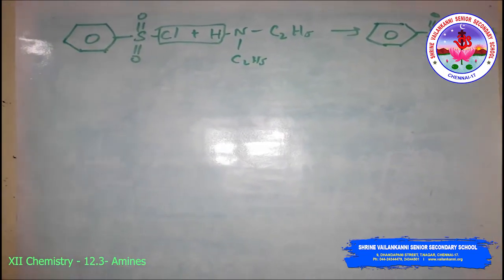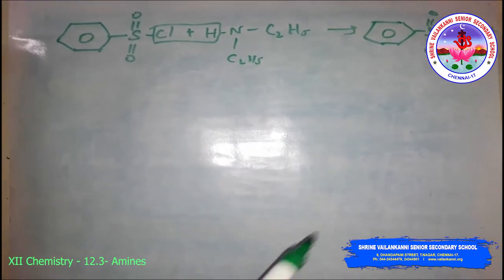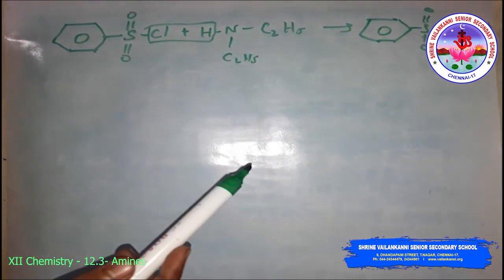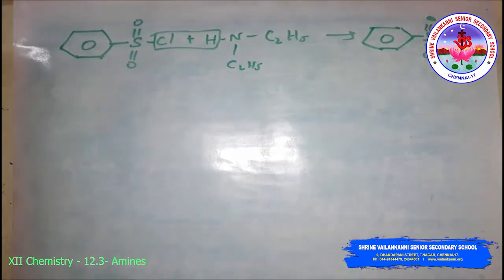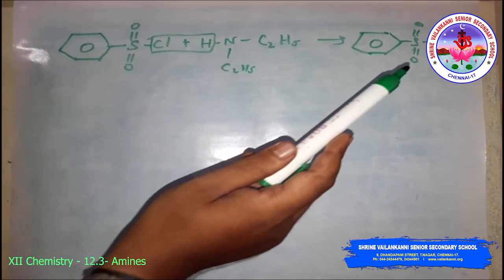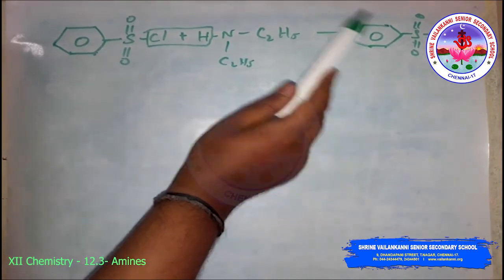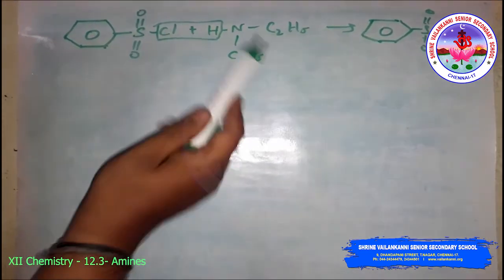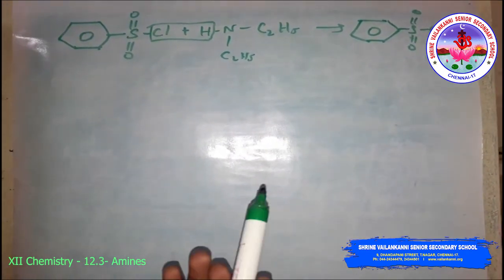Since N,N-diethyl benzene sulfonamide does not contain any hydrogen atom attached to the nitrogen atom, it is not acidic and it is insoluble in alkali. The first one, the primary amine product, is soluble in alkali. This is insoluble in alkali. Then the tertiary amine.